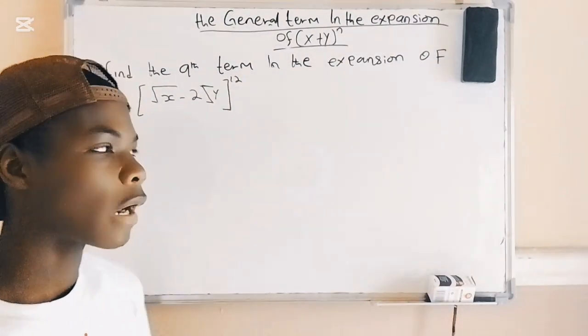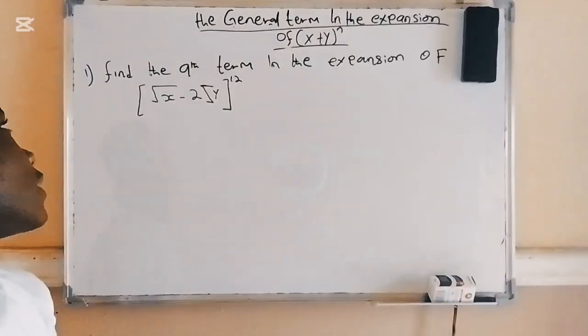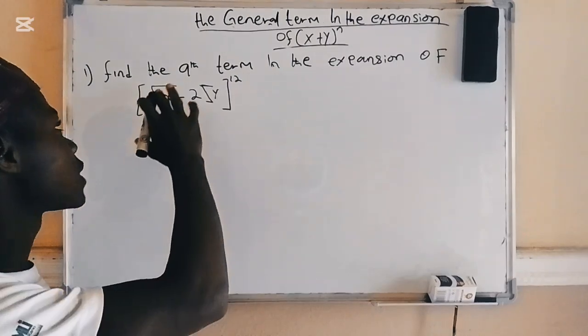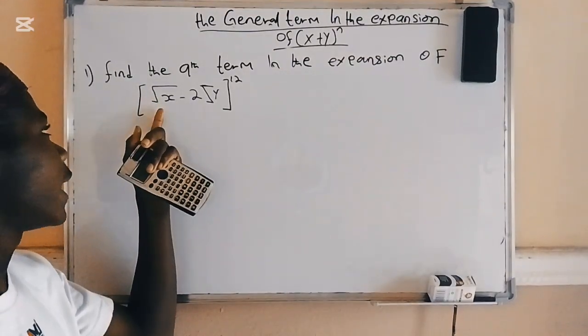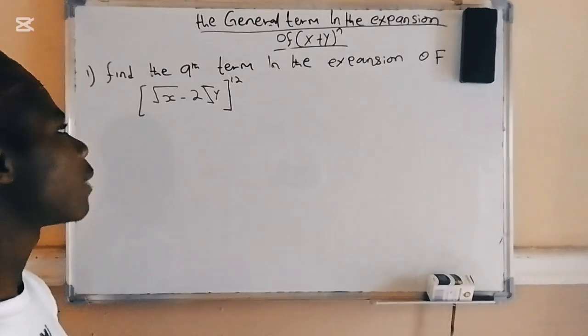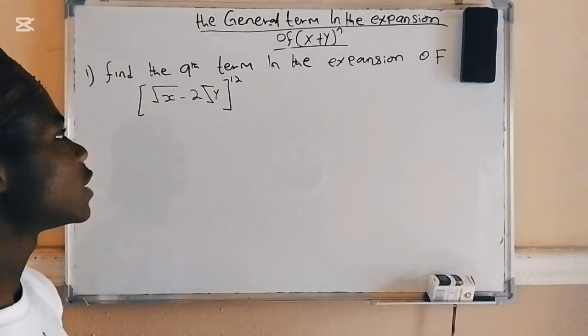In this tutorial we are going to see the general term in the expansion of (x + y)^n. So today we shall see only this question: find the ninth term in the expansion of (x² − 2y²)^12.